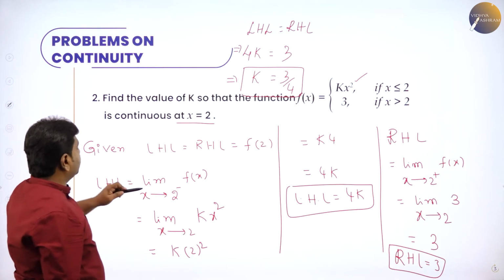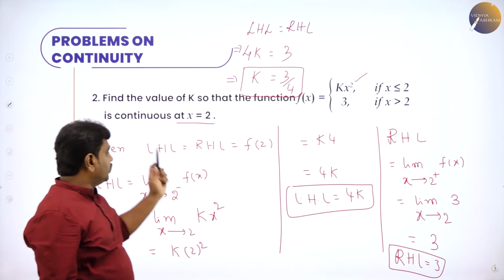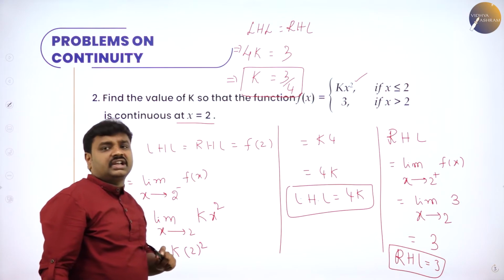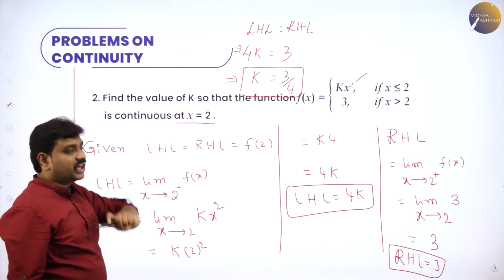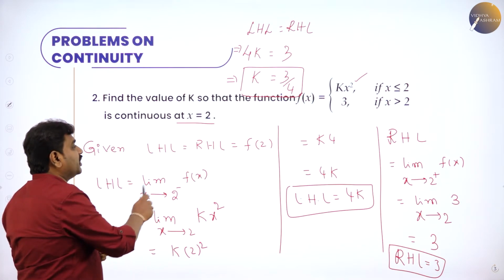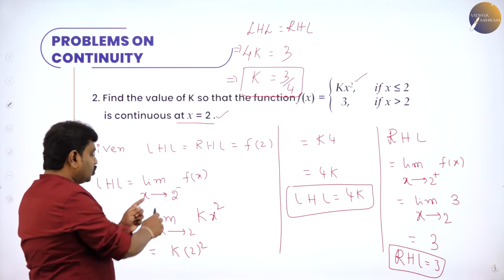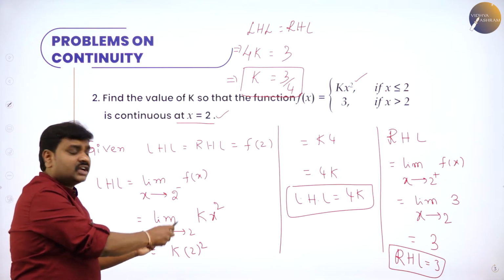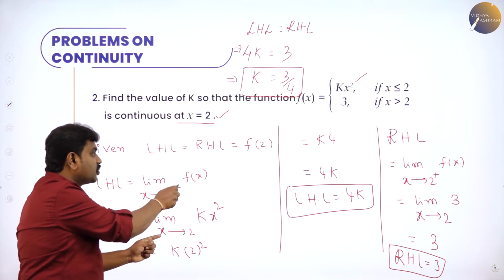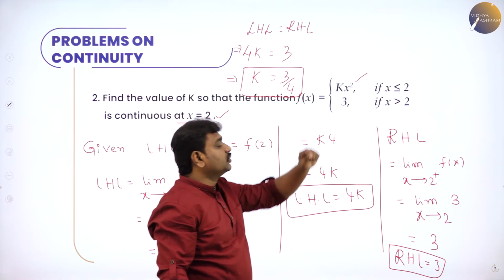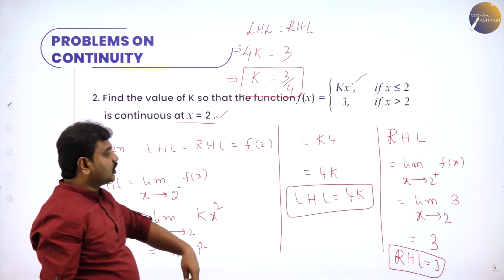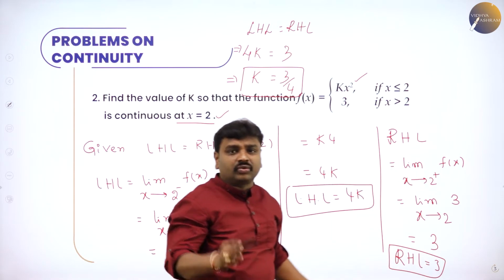In the very next problem, same thing, they told us continuous at 2. So LHL, RHL, f of 2, all three are equal, you will take and equate LHL to RHL. What is LHL? Limit x tends to 2 minus, because they told us continuous at 2. So 2 minus f of x. What is the meaning of 2 minus? It is the same as x tends to 2. Minus means what? Choose the function when x is less than 2 and apply the limit. RHL is what? Limit x tends to 2 plus f of x. What is the meaning of 2 plus?